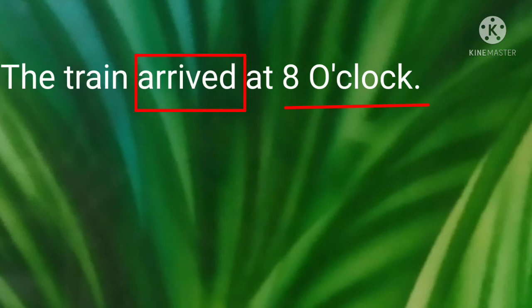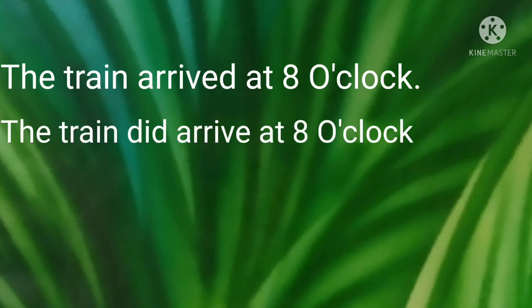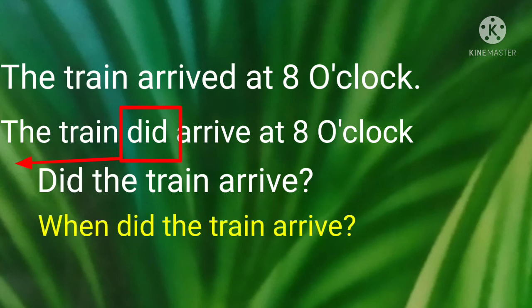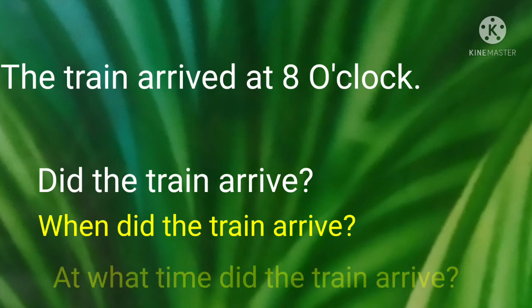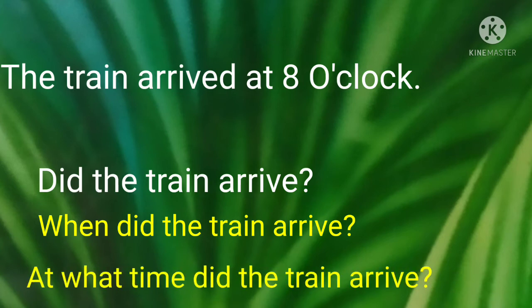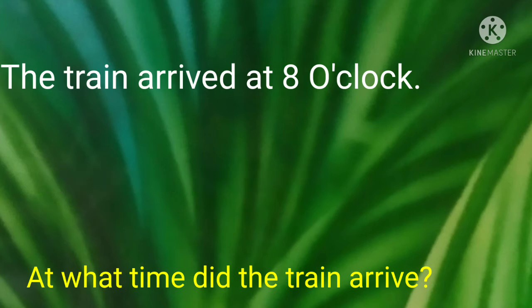Now look at these sentences. The train arrived at 8 o'clock. If you split the verb arrived, you get did plus arrive. Did comes first. Did the train arrive? So you can ask, when did the train arrive? Of course, the answer is correct, but there is a better, more precise answer. That is, at what time did the train arrive?